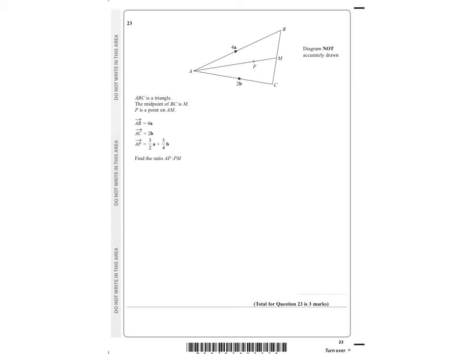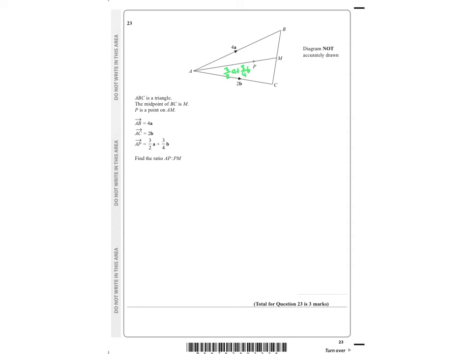This question I actually thought was really lovely. You've just got to really think about it. We know that AB is 4a. I'm going to change the lightsaber to this. So AB is 4a, which is up here. We then have AC is 2b, which is here. We know that AP, this part here, is 3 over 2 a plus 3 over 4 b. I'm going to write that in there.